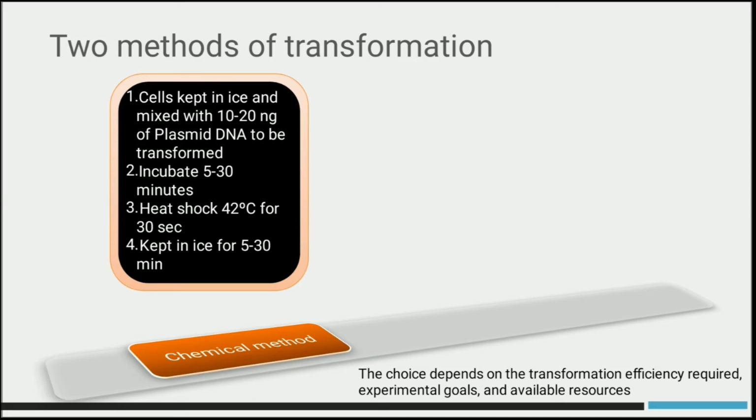Then we mix the plasmid, usually in 2 microliters of distilled water or 2 microliters of TE buffer, which contains 10 to 20 nanograms of plasmid DNA. Gently mix with the pipette tip and again keep in the ice box for 5 to 30 minutes. After that, we take the vial and place it in a water bath at 42 degrees Celsius, exposing it for only 30 to 45 seconds. This process is called heat shock. After completion of the heat shock, again keep the competent cell plasmid mix in ice and wait for 5 to 30 minutes.